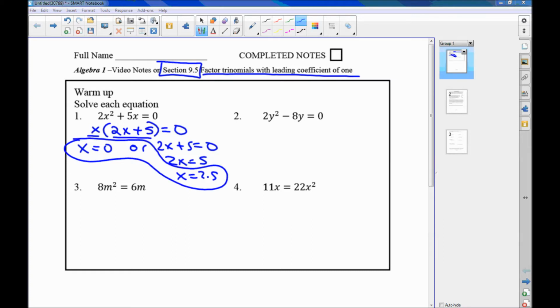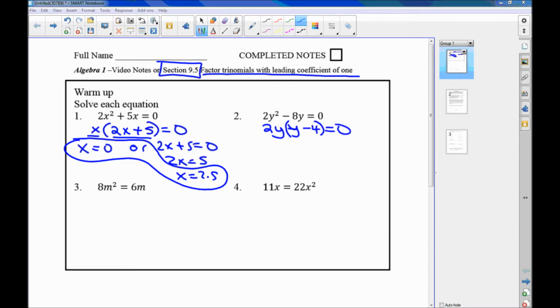This is a quadratic equation. It has x squared in it. And quadratic equations almost always have two answers. Number 2, first you factor out 2y. And that leaves behind y minus 4.